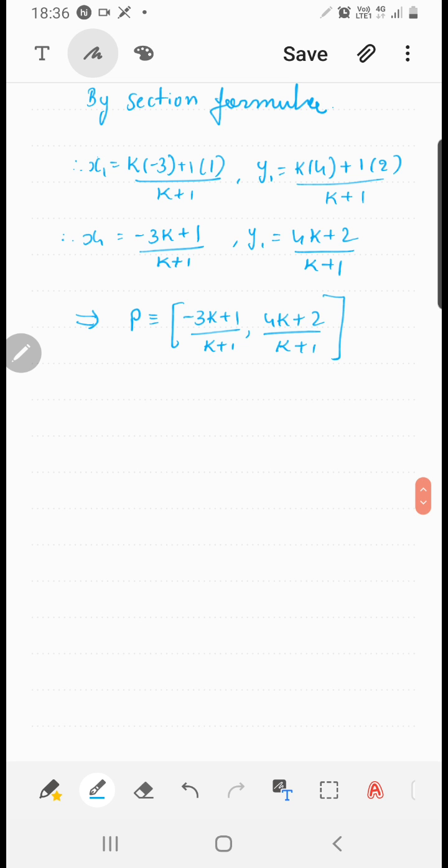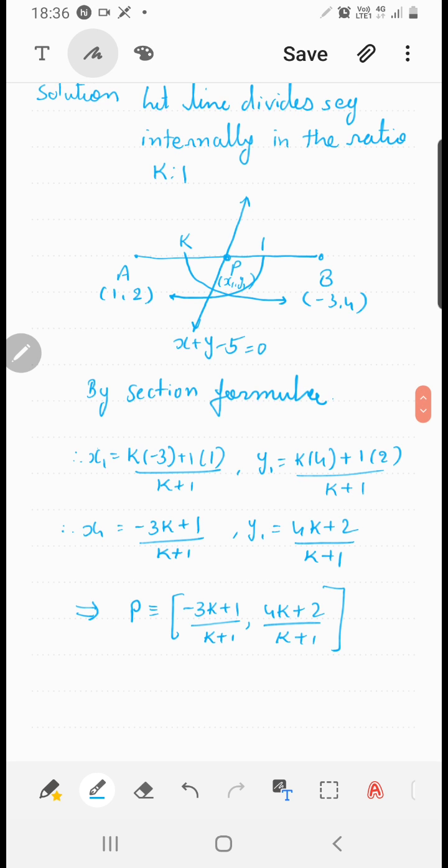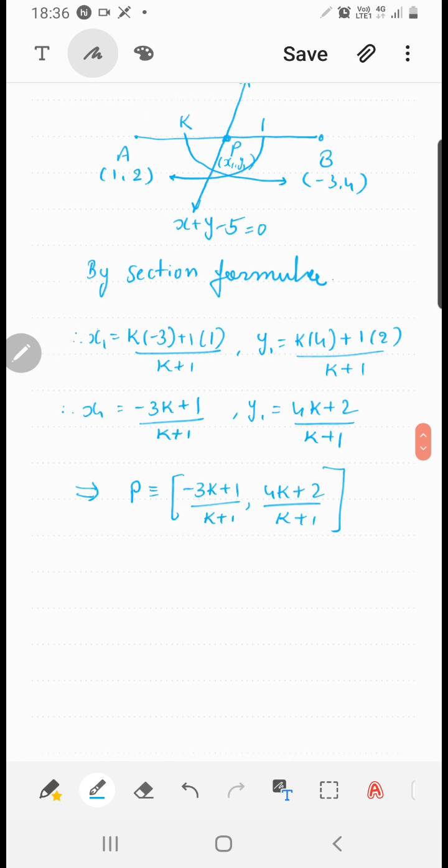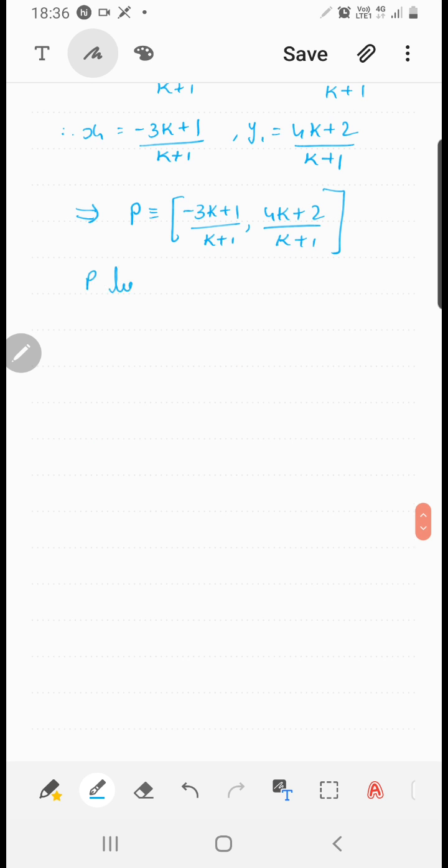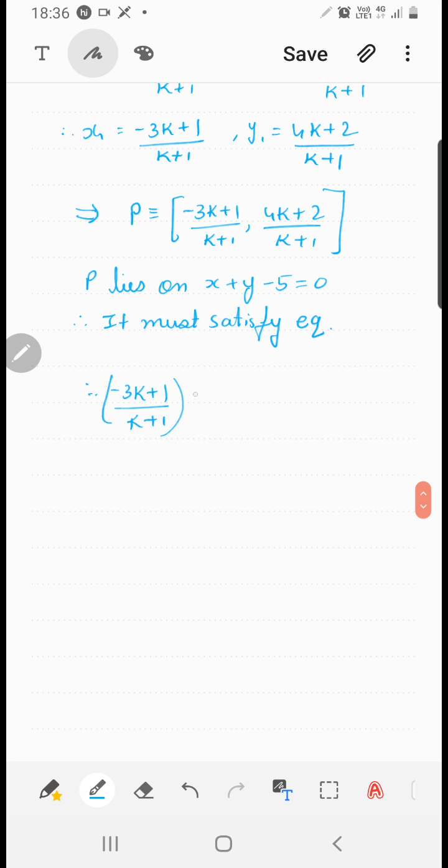Now here we have not got k, we got just the coordinates in terms of k. So I need one more condition. In the diagram, if you see, is it not point P lies on the line? So what we can say here is P lies on x plus y minus 5 equal to 0, and if a point lies, it must satisfy the equation. So therefore, in place of x, we can put minus 3k plus 1 upon k plus 1. In place of y, we can put 4k plus 2 upon k plus 1, minus 5 is equal to 0.